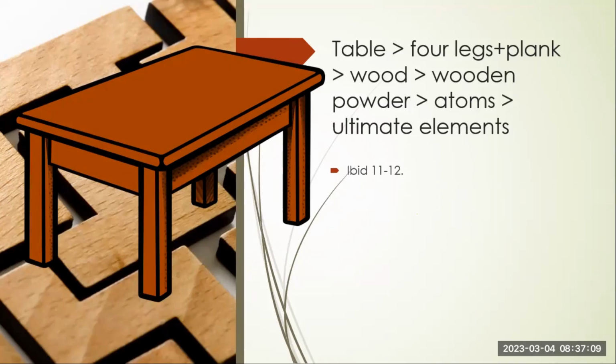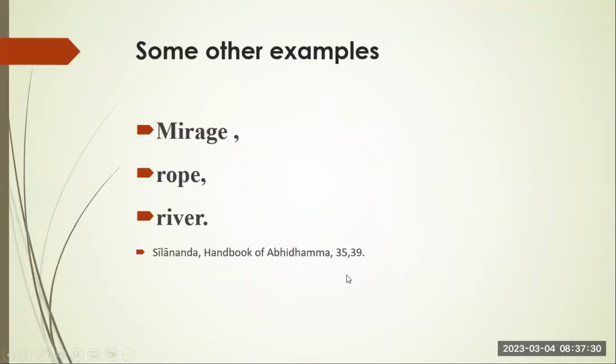Those are explained in the Abhidhamma Piṭaka and also the Abhidhammattha-saṅgaha. In this course, we are going to learn these ultimate elements step by step. Some other examples were given by Sayadaw U Silananda. He has given the example of the mirage, the rope and the river.